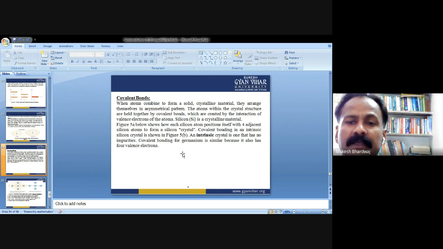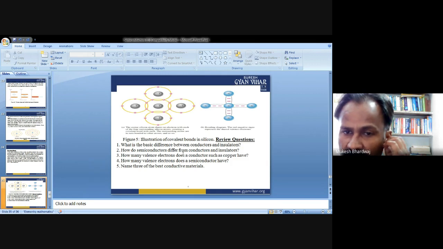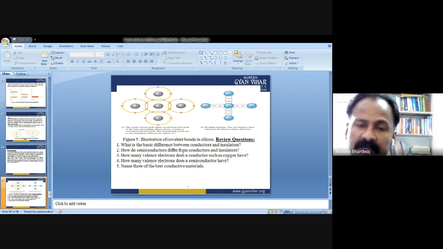Covalent bonding in an intrinsic silicon crystal is shown in figure 5. An intrinsic crystal is one that has no impurities. Covalent bonding for germanium is similar because it also has four valence electrons. So these are the figures which are showing the covalent bonding and how the electrons are arranged in a crystal lattice.